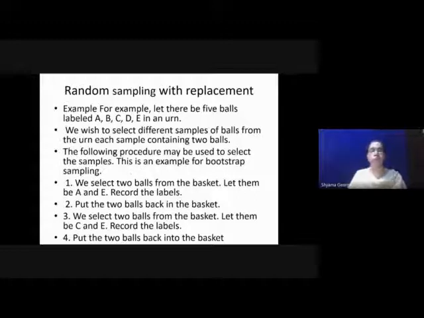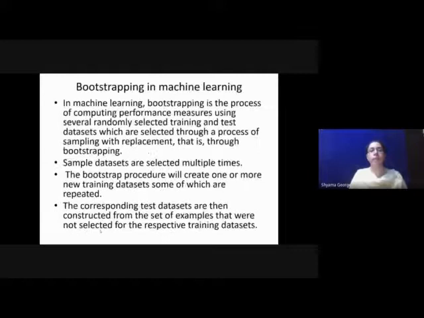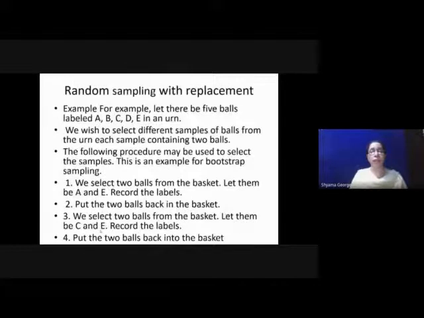We select 2 balls from the basket. Let them be A and D. We will record the labels. And we put the 2 balls back. Again, we select balls from the basket. Let them be C and E. And we record the labels. Put them back into the basket. And so we are getting the samples A and D and C and E for training.